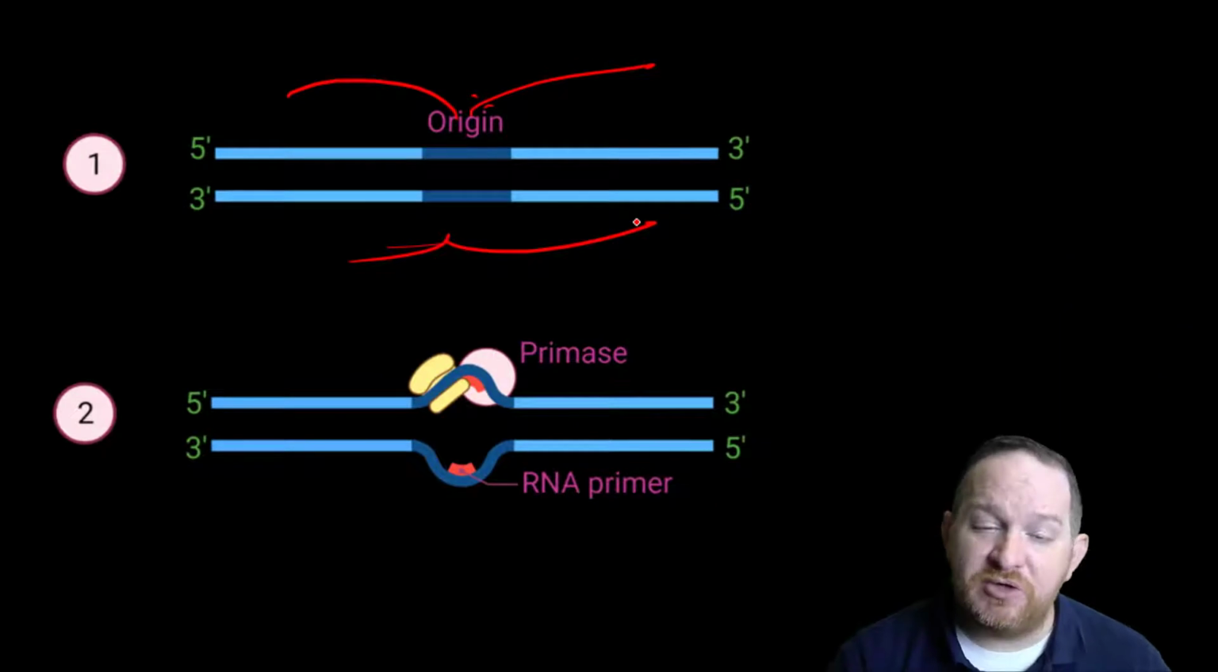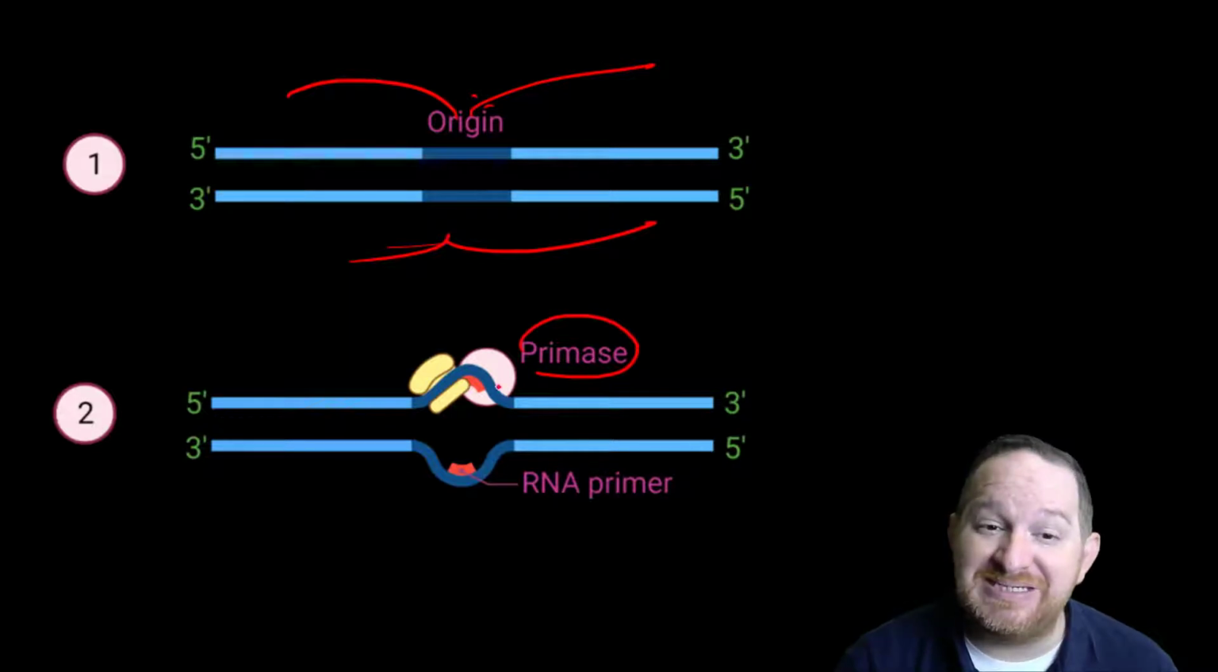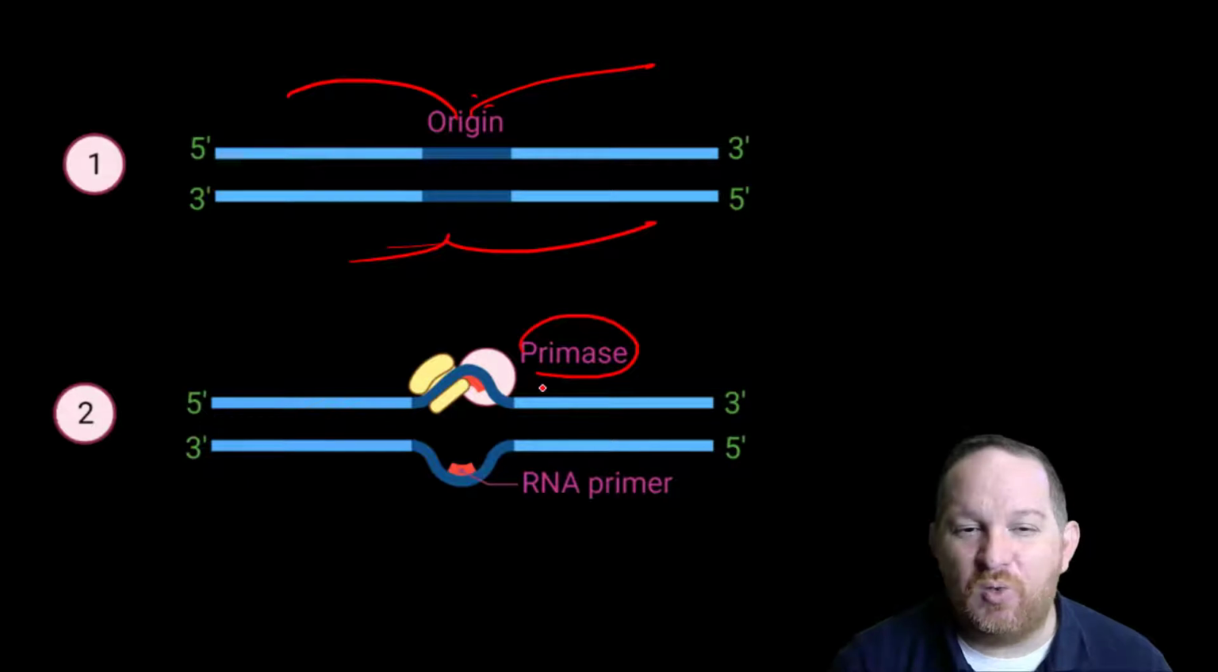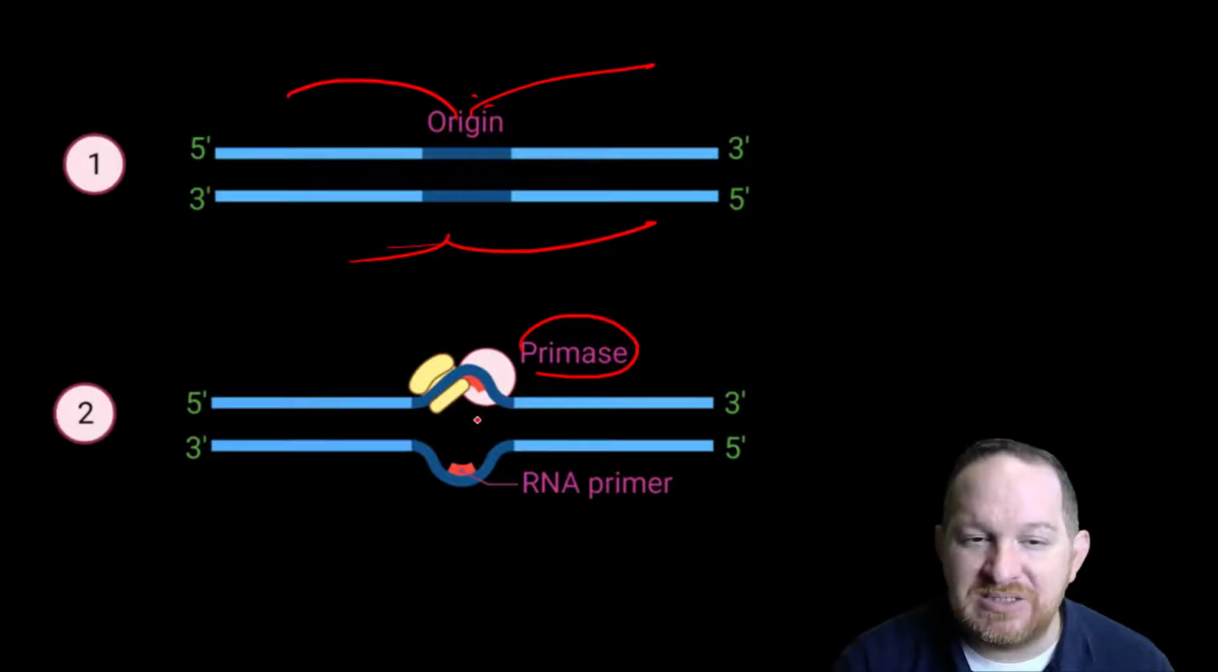So the first thing that happens is that an enzyme called primase comes and primes this DNA, right? What we know is that we actually can't start adding new DNA nucleotides right at the beginning. We actually need a little primer to get it going.